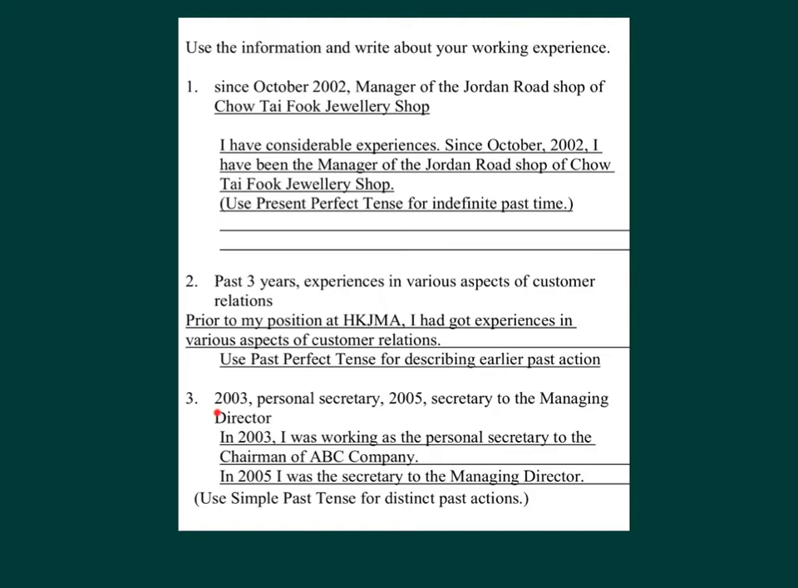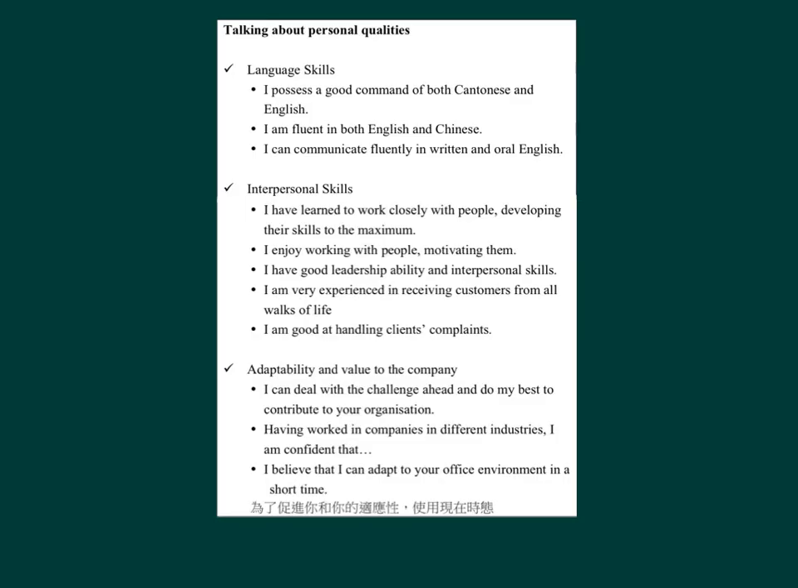Number 3. Information. 23. Personal secretary. 25. Secretary to the managing director. Presentation. In 23, I was working as a personal secretary to the chairman ABC company. In 25, I was a secretary to the managing director. Use simple past tense for distinct past actions.